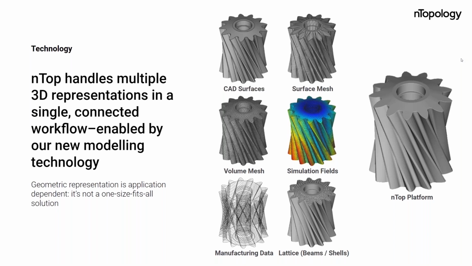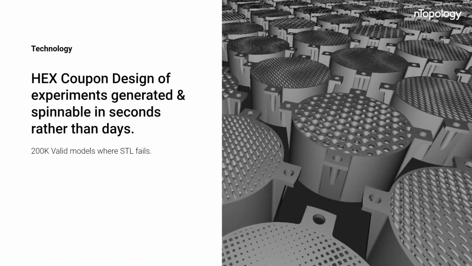We're not saying we're going to replace your existing CAD tools, but you could use nTop to really solve the problems that the traditional tool chain has a really hard time solving. And so, like this big design study of heat exchanger coupons, and these are generated in a matter of seconds. Our model could generate 200,000 different models, where a traditional CAD tool would have trouble generating one of these. And so this really allows you to explore the full design space of the parts that you're building.